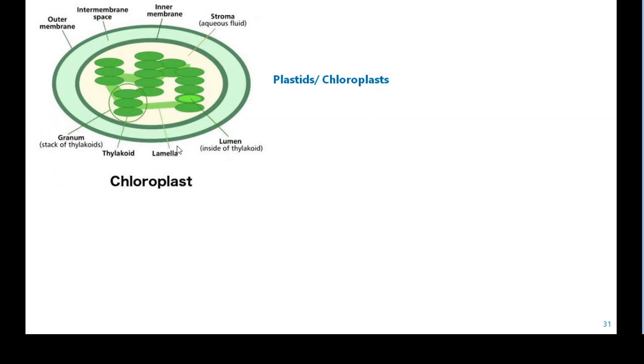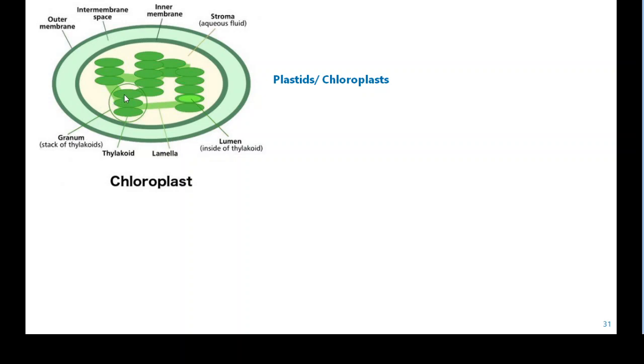Now, chloroplast, like the mitochondria, is again a double membrane structure. Mitochondria also had a double membrane. Plastids also have 2 membranes, the outer membrane and the inner membrane. The space between the 2 membranes is known as the intermembrane space. Inside the inner membrane there is a gel-like, fluid-like substance, which is known as stroma. Embedded inside the stroma are some stacks of coin-like structures. One of those coins is known as a thylakoid, and a group of thylakoids is known as a granum.